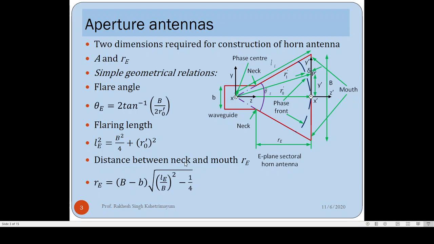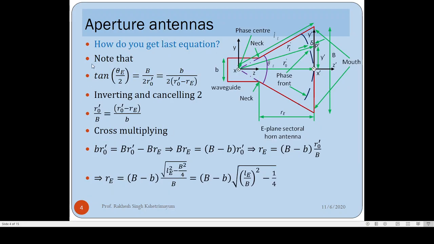And the distance between the neck and mouth, RE, which is one of the required dimensions for construction of the horn antenna, can be found as capital B minus b times the square root of (LE by B) whole square minus 1 by 4. We can derive it similarly to how we did the derivation for the H-plane sectoral horn antenna.